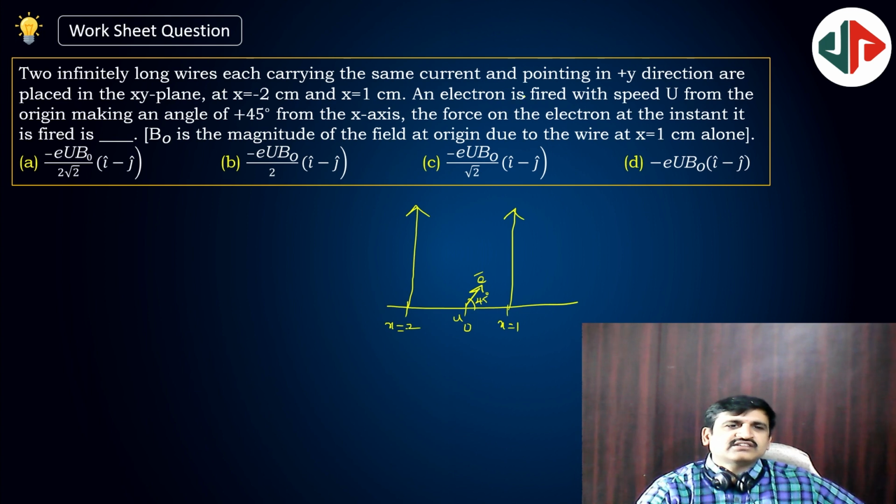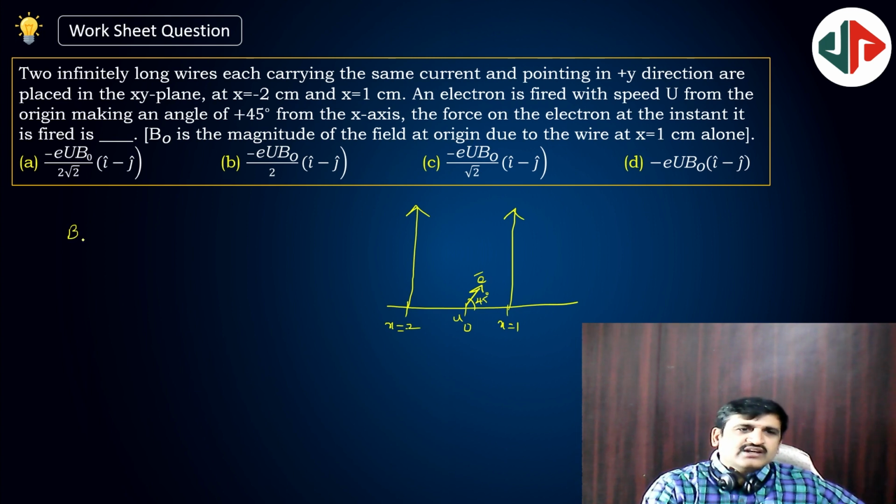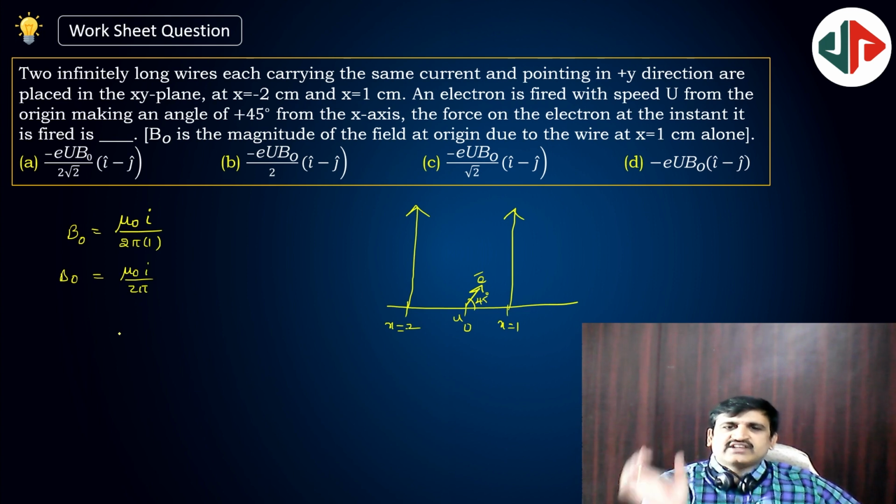B naught is the magnitude of the field at the origin due to the wire at x equal to 1 centimeter alone. So B naught is equal to mu naught I by 2 pi R, with R equal to 1, so B naught equals mu naught I by 2 pi. What is the direction of this? It is along the y axis, so the k direction.